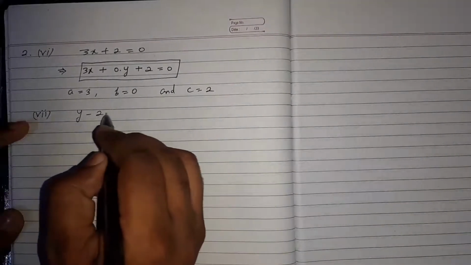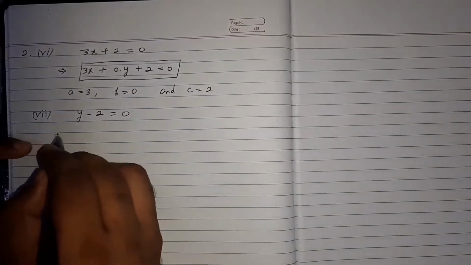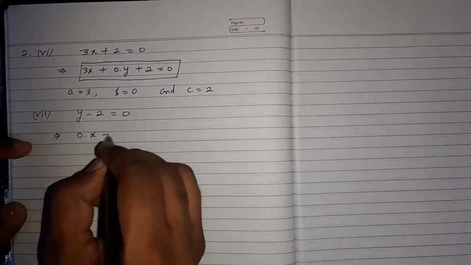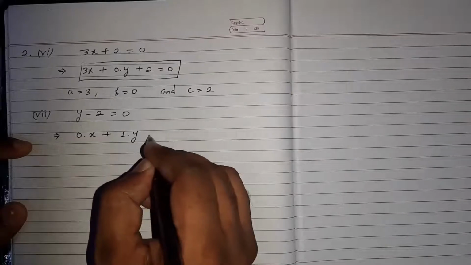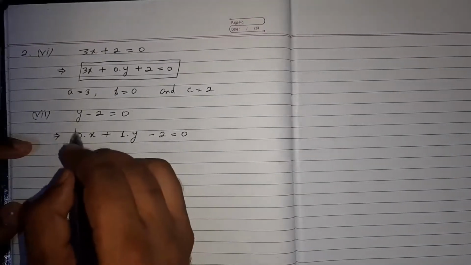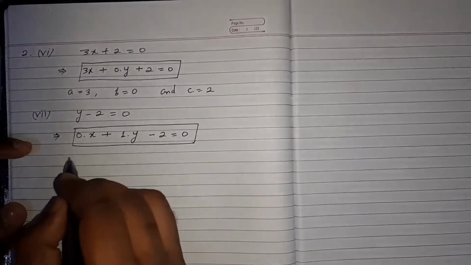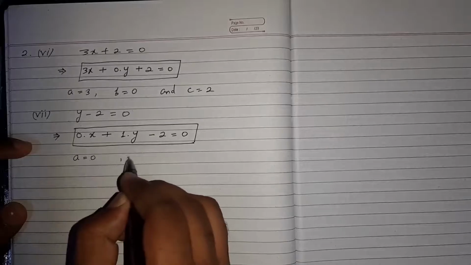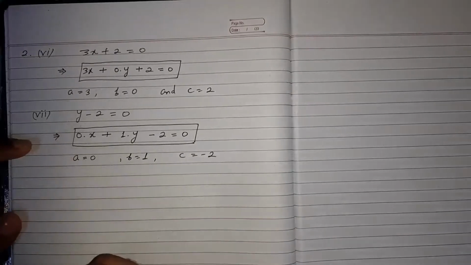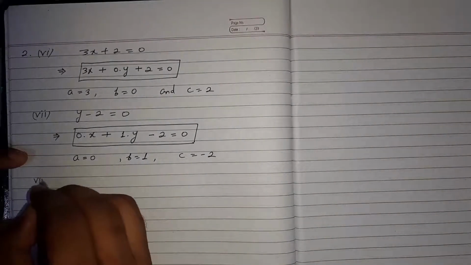The next part of this question is the seventh part, y minus 2 is equal to 0. We can take the coefficient of variable x as 0. So it will be 0 multiplied by x, plus 1 multiplied by y, minus 2 is equal to 0. Now this equation is in the standard form. So here the value of a will be 0, the value of b will be 1, and the value of c will be minus 2.